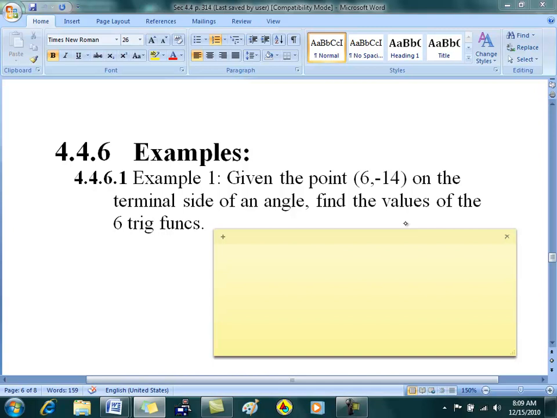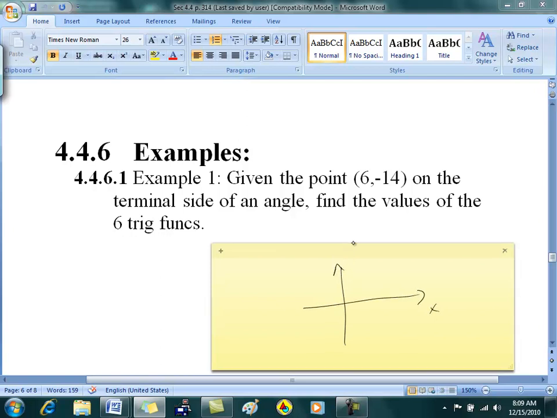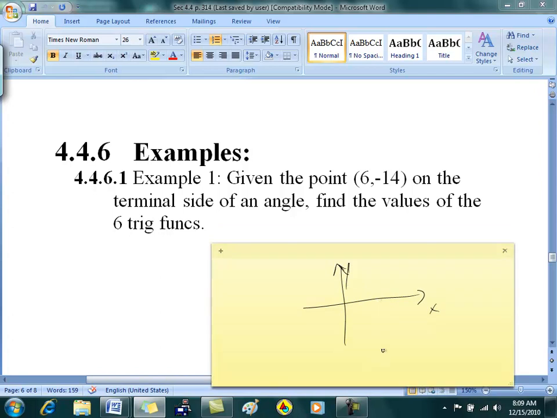Okay, so let's work on this problem here, okay? So given the point 6, negative 14. So 6, negative 14 would be, say, somewhere out here. Okay? Is everybody with me on that? That's negative 14, okay? So your angle would be this angle here.